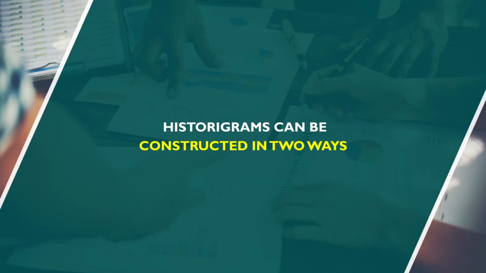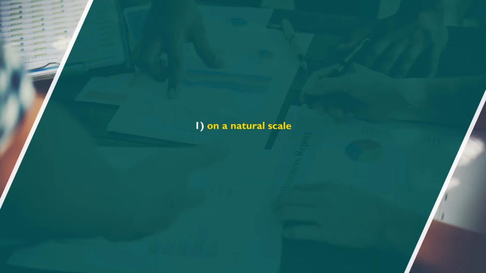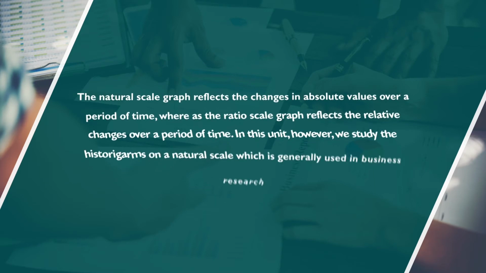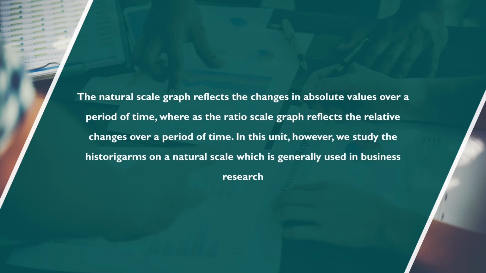So this is the beauty of histograms, and they can be constructed in two ways: on a natural scale, that is, arithmetic scale, and on a ratio scale. In a natural scale, the graph reflects the changes in absolute values over a period of time, whereas a ratio scale graph reflects the relative changes over a period of time. In this presentation, however, we study histograms on a natural scale, which is generally used in business research, because this research methodology paper is for the Masters of Commerce students, and there is great use in seeing how the business trend is changing and how certain new trends are coming up.